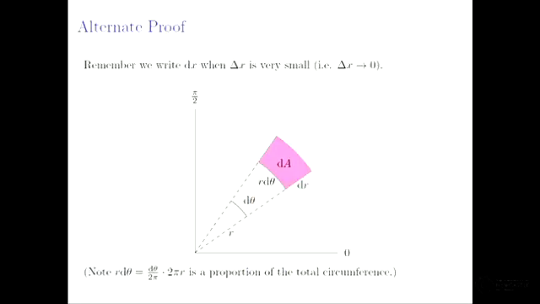Okay, so here's an alternate proof before we move on about how we can take the areas of these annuli. So here's our setup. We need to know what the area of dA is going to be. But we can remember that we're taking these intervals very, very, very small.